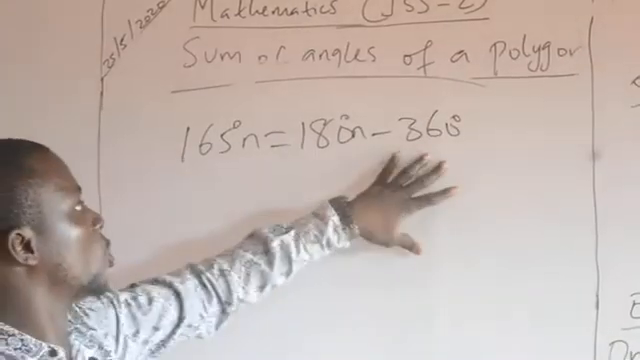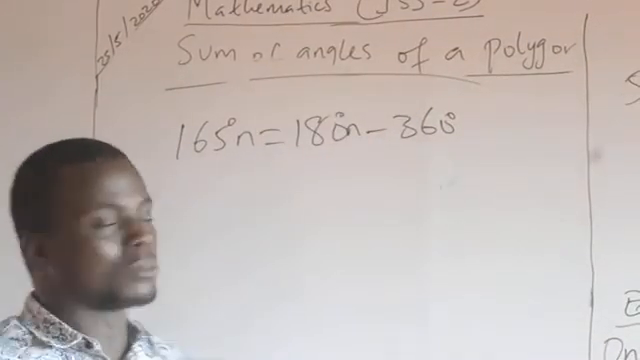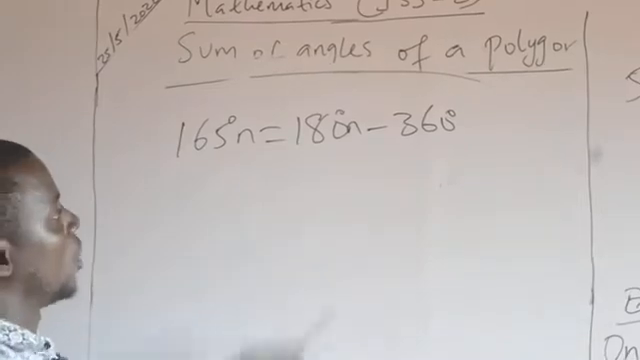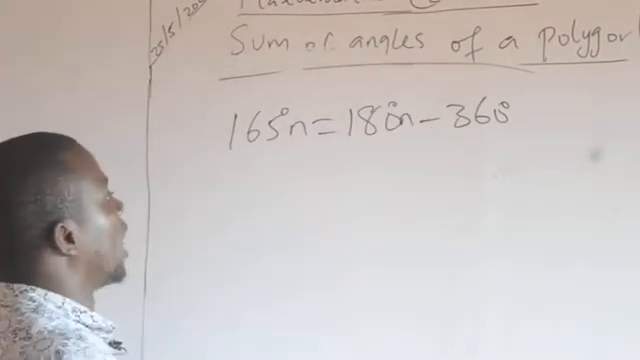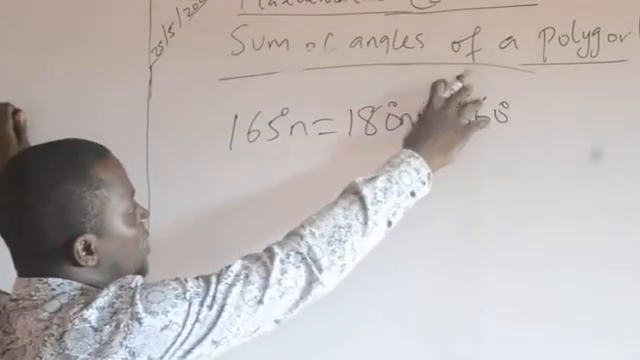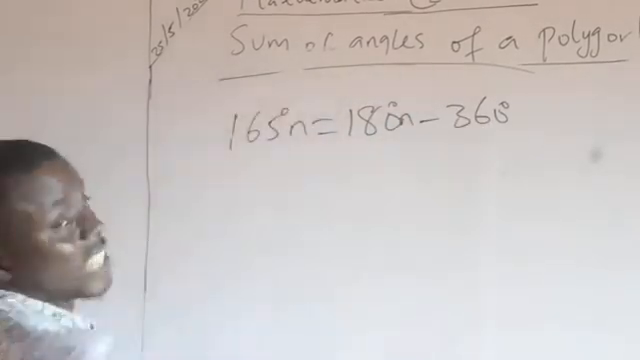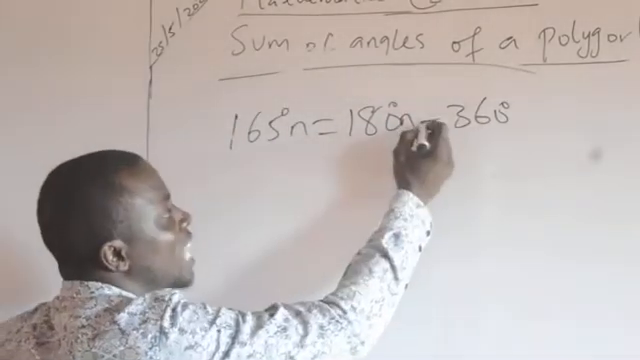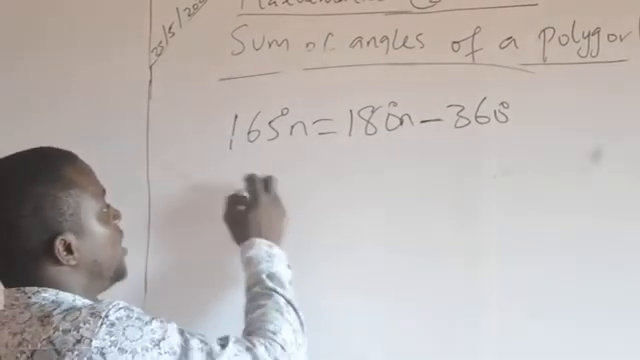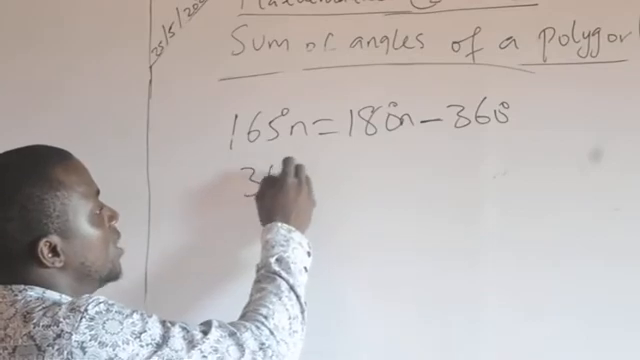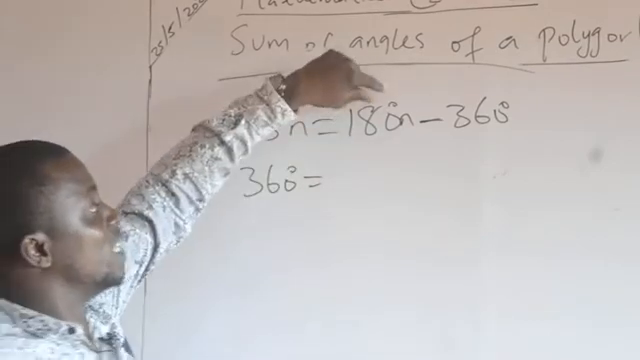What do you do here? Just quickly collect what? Like terms. So let's collect like terms. You can collect anyhow as far as all the alphabets are on one side. Alright. So let me bring 360 here and take this 165 to this side. So this 360 is having minus 360. When it goes to this side, it becomes what? Plus 360. It's still plus. So 360 degree equals the right hand side.